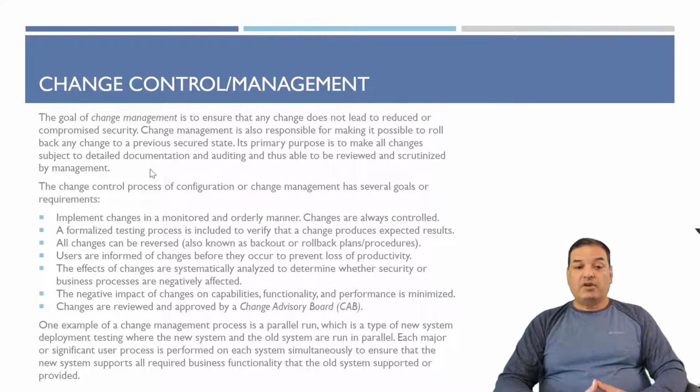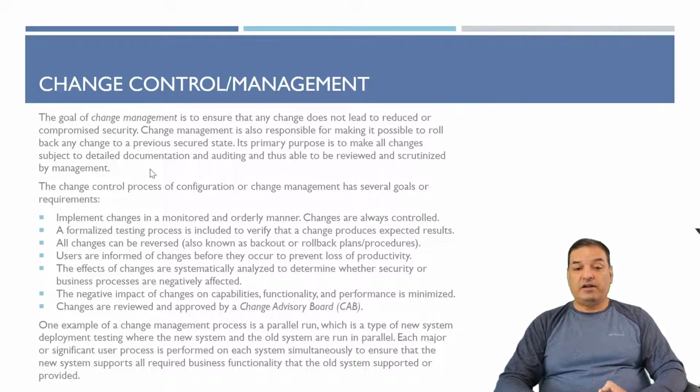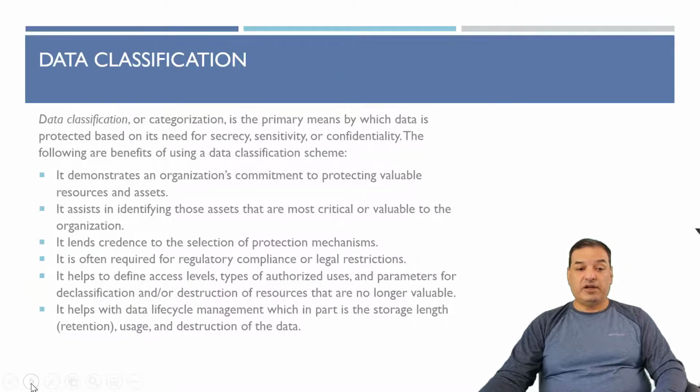One example of a change process is a parallel run, which is a type of new system deployment testing where the new system and the old systems are run in parallel. Like N and N plus 1 configurations are run in parallel. Each major or significant user process is performed on each system simultaneously to ensure that the new system supports all the required functionality that the old system supported, and this is a safe way of basically deploying the change.